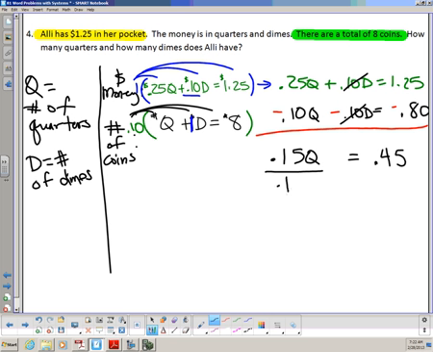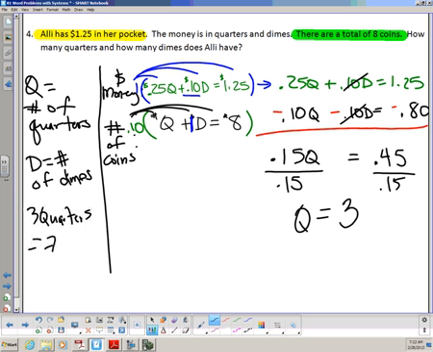And now I'll divide by 0.15, and I'll get my Q to be 3. So now the number of quarters I have is 3. And if we put that on the side for a minute, if I have 3 quarters, I've got 75 cents so far. I'll write it as 0.75.